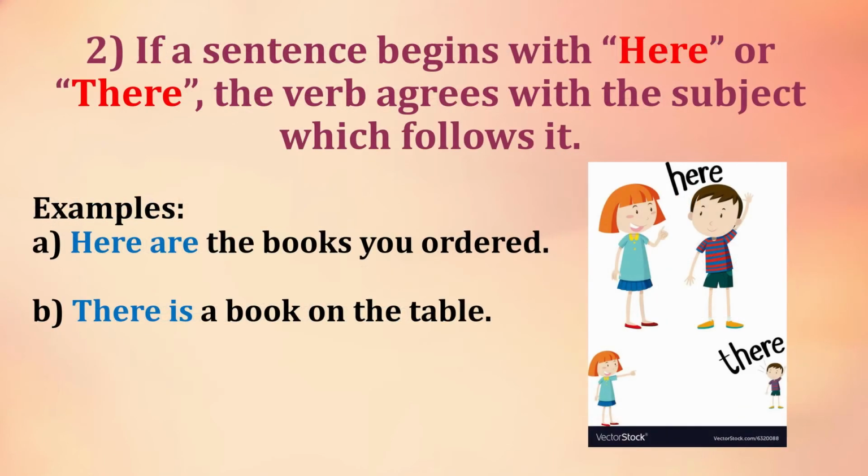Let's see the second rule. If the sentence begins with here or there, the verb agrees with the subject which follows it. In most sentences, the verb is placed after the subject. In sentences that begin with there, the subject is placed after the verb. The verb needs to agree with the subject, not with here or there. Let's see the example. Here are the books you ordered. The subject is books, not here. So, the verbs need to be plural. Second sentence, there is a book on the table. So here, book is the subject which is singular and is the verb which is again singular.